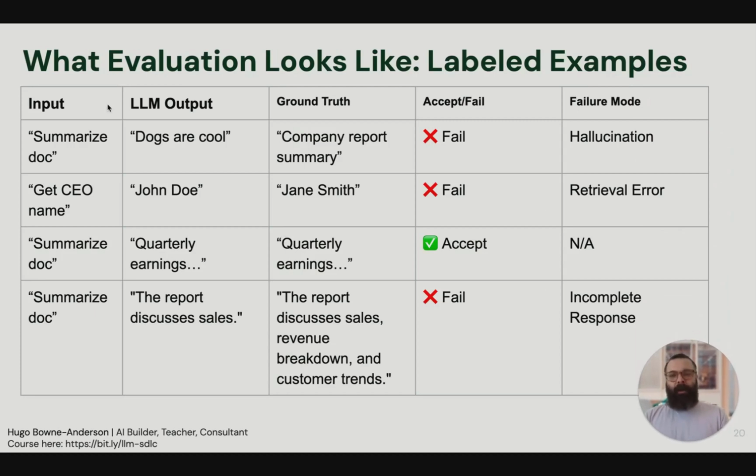So if we have an input of summarize doc and the output is dogs are cool, and we know that it should be a company report summary, we'd give that a fail. And we'd say it's a hallucination in the failure mode. Similarly, if it's get CEO name and the output is John Doe, but we know it's Jane Smith, fail.